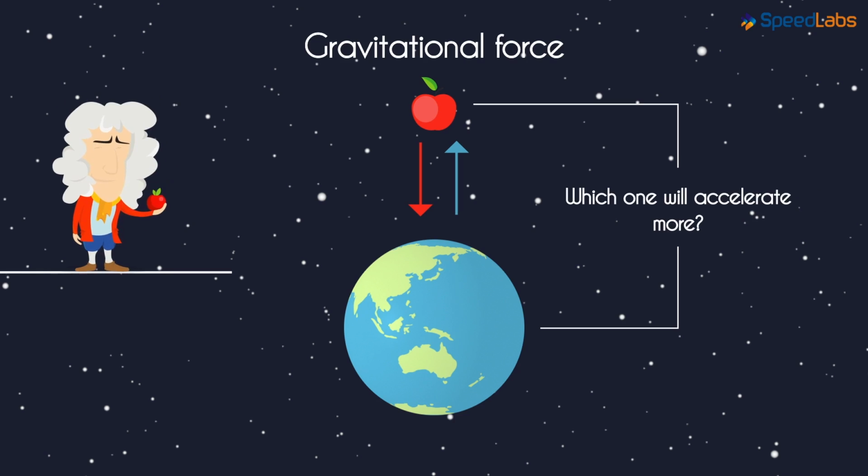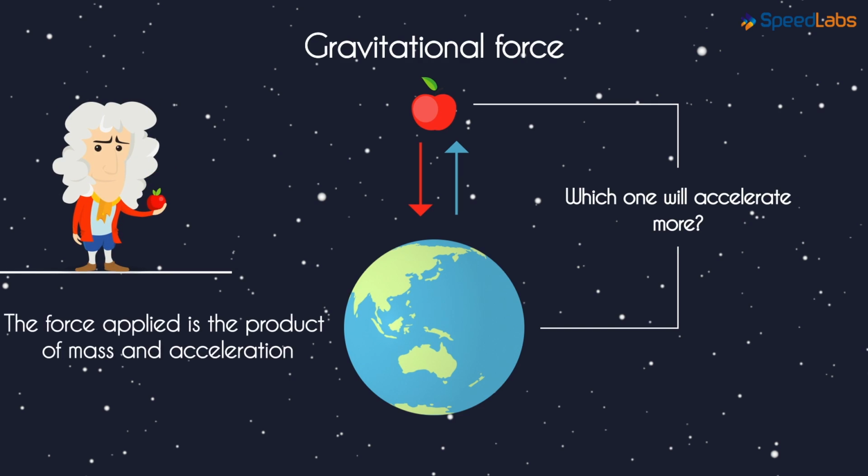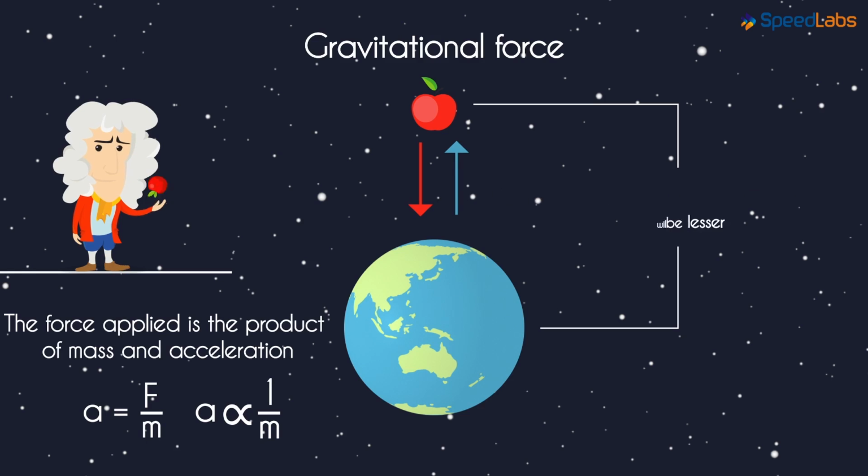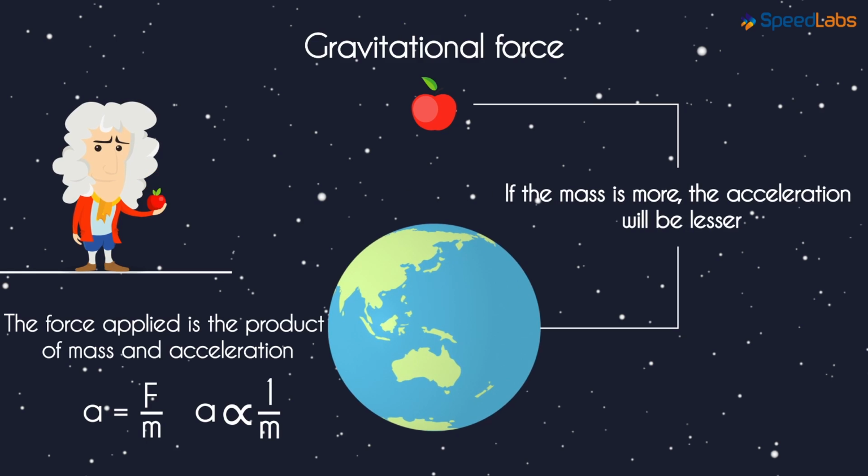Based on Newton's second law, we know that the force applied is the product of mass and acceleration. So the acceleration will equal force over the mass. The acceleration is inversely proportional to the mass. If the mass is more, the acceleration will be lesser.